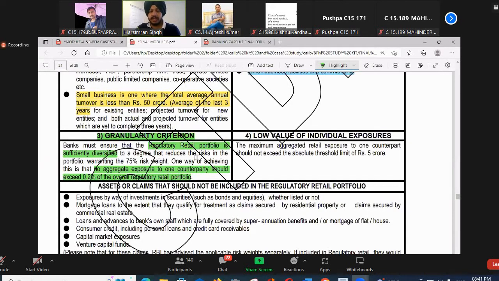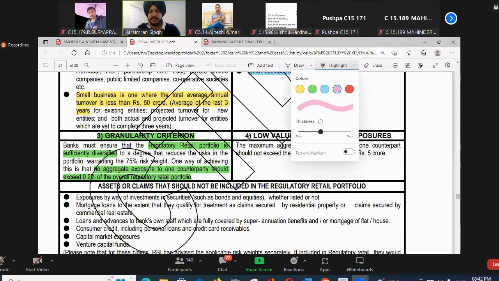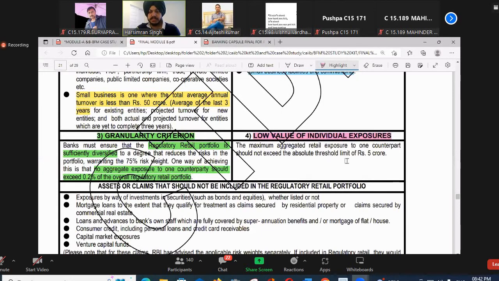Next, last is low value of individual exposures. Now this has been changed. Make this 7.5 crores. Maximum aggregate retail exposure to one counterparty cannot exceed 7.5 crores.